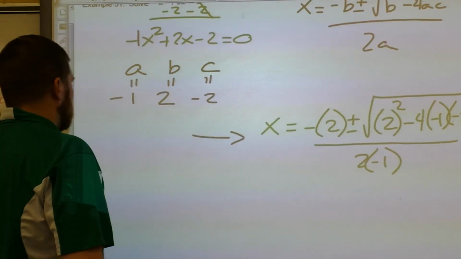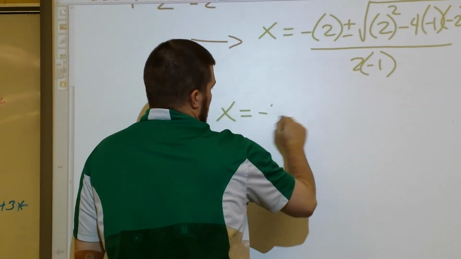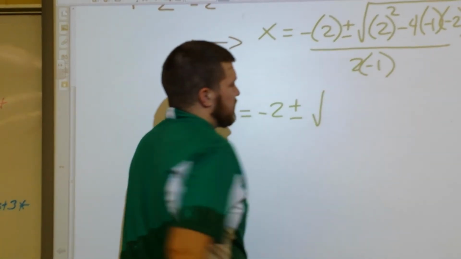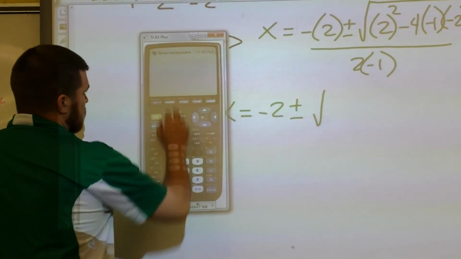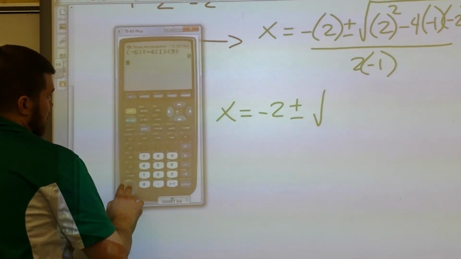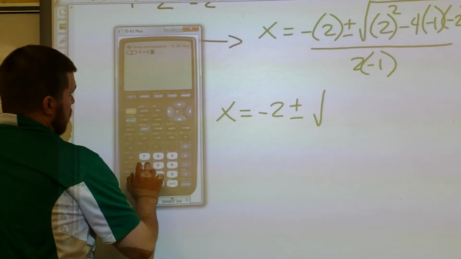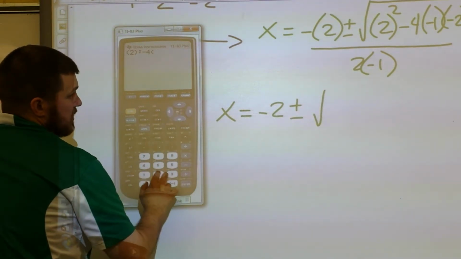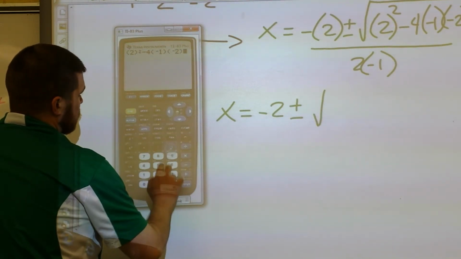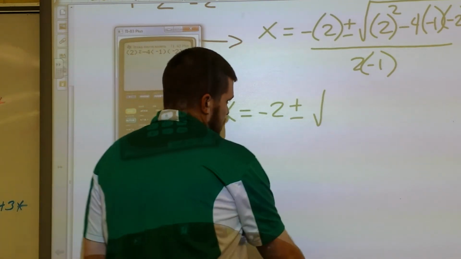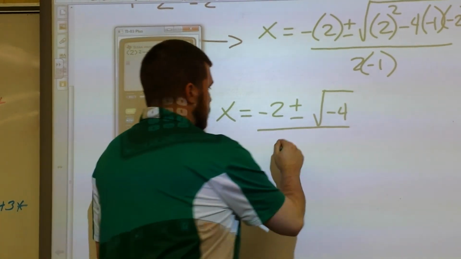Now I'm going to start cleaning this up as much as I can. So x equals negative and positive to negative, so -2 plus or minus square root. Now I want to see what happens on the inside of my square root, so I'm going to use a calculator to do a little bit of scratch work. Again, type it in exactly the way it looks. So 2 parentheses squared minus 4 parentheses -1 parentheses -2. And I get -4. Okay, and on the bottom I have -2.